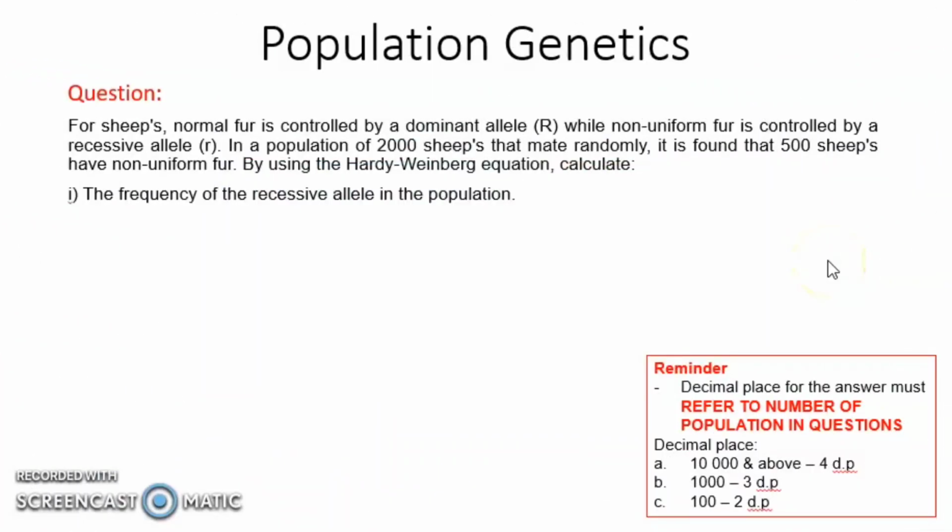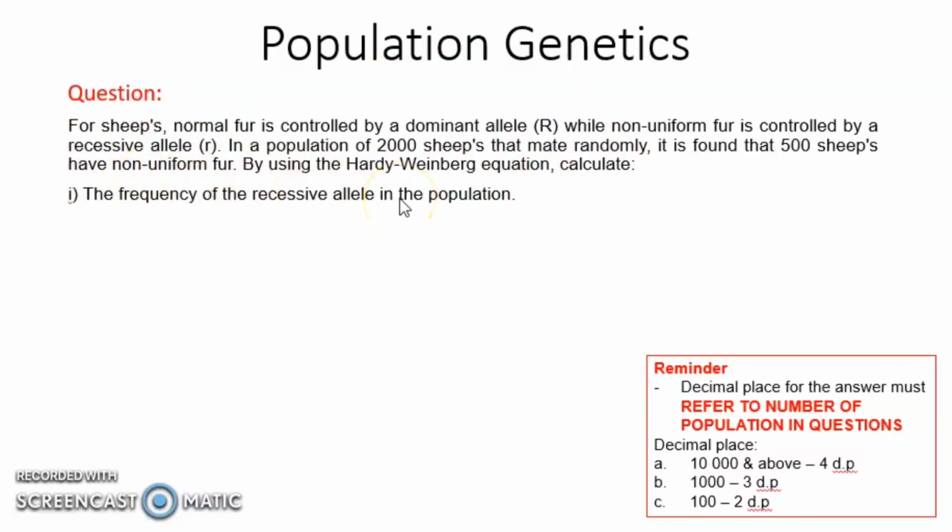Okay, so now let's look at the example of the question. If you read the question, for sheep, normal fur is controlled by a dominant allele, capital R, while non-uniform fur is controlled by a recessive allele, small r. In a population of 2,000 sheep that mate randomly, it is found that 500 sheep have non-uniform fur. By using the Hardy-Weinberg equation, calculate, first, the frequency of the recessive allele in the population.